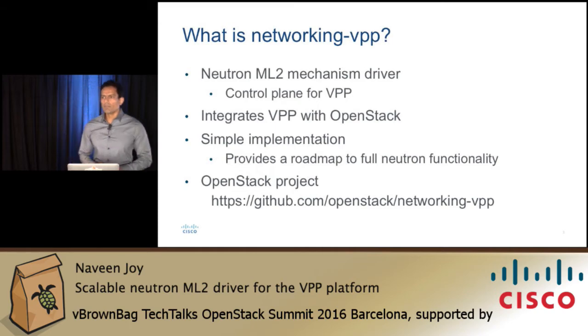Now what is networking VPP? Networking VPP is a mechanism driver which functions as a control plane for VPP. VPP being that virtual switch, what we wanted to do was to make it much easier to consume. So you have OpenStack with all its APIs that enable the creation of ports, networks, subnets, and so on. Now with the integration with OpenStack, you have the ability to drive VPP through Neutron APIs, and you can integrate it with a lot of other projects as well. So it's a very simple implementation, offering a roadmap to full Neutron functionality.